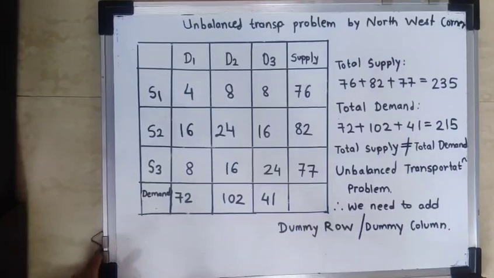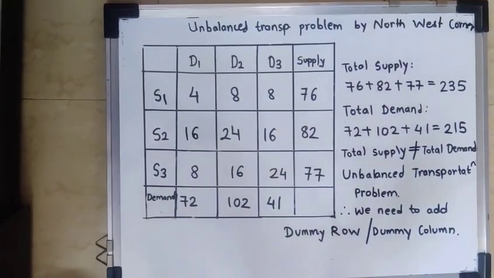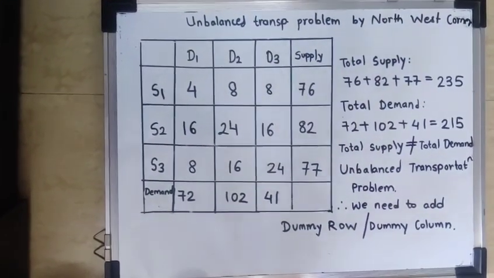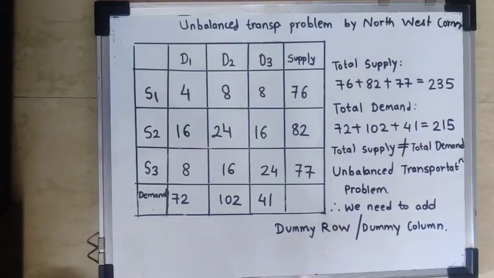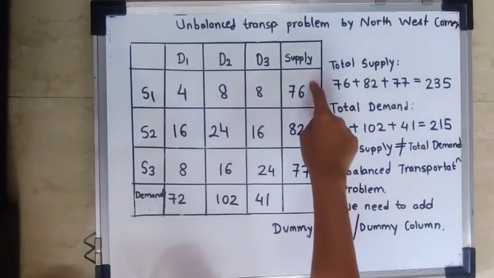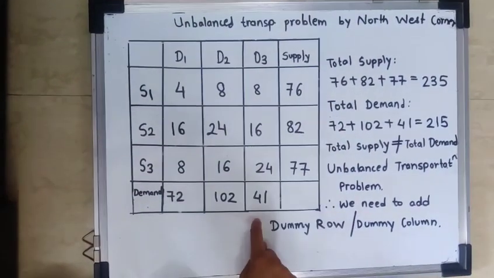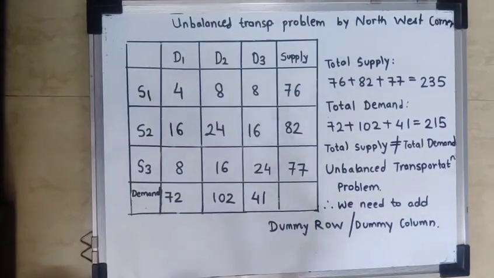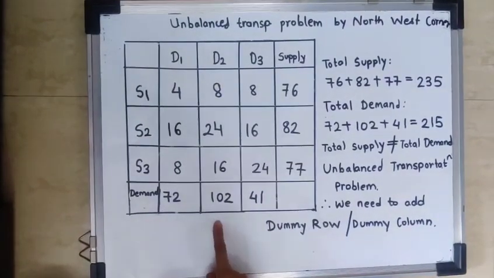So first thing, what is unbalanced transportation problem? As you all know, in the transportation problem, the first step is to check whether the total supply and the total demand is equal or not. So now let us start. So now you have this question.